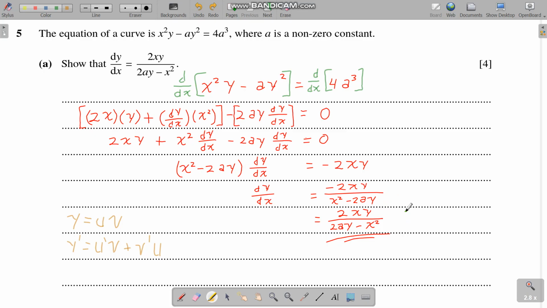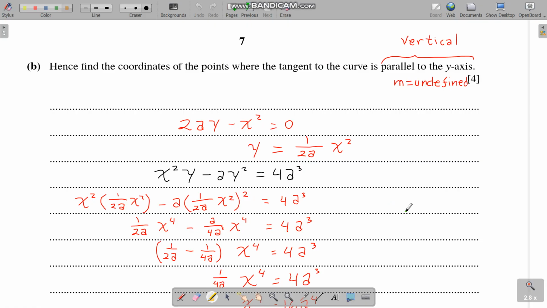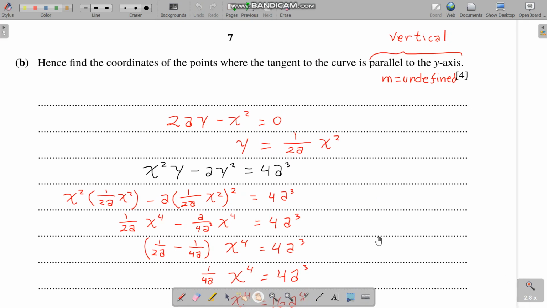Okay, now the second part. Hence, find the coordinates of the points where the tangent to the curve is parallel to the y-axis, 4 marks. Okay, so we don't know what the shape of the curve is. Let's say this is the curve.